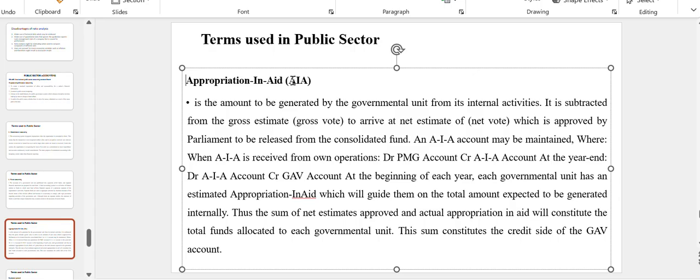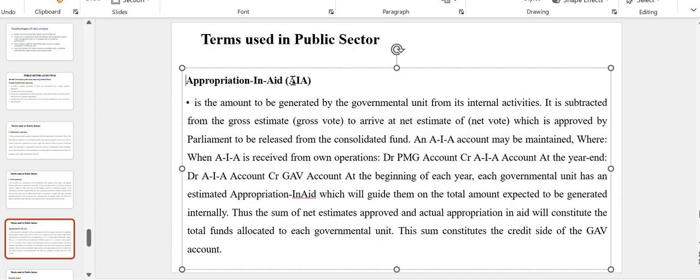Then, of course, during that fiscal year, they have already estimated through their budget the total expenditure of that year. So if your total expenditure for that year is 10 million, and you are estimating that you are going to collect 3 million from internal activities, then the national government is required to finance you the difference. 10 million minus what you are going to raise internally. Okay. So this is what we call appropriation in aid.